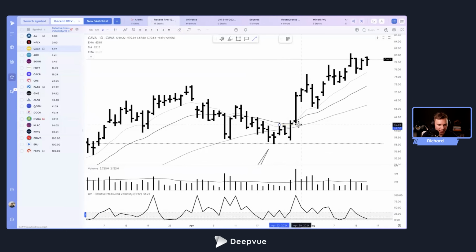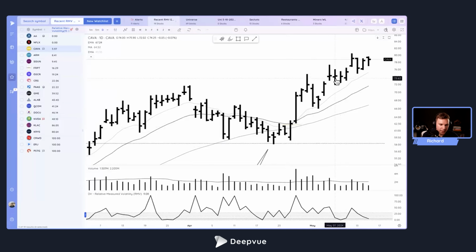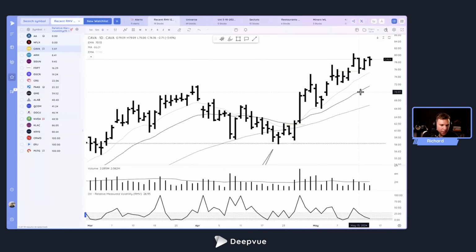What was the question regarding CAVA? Just to go over CAVA, where did you see tightness as it went up the right side? What were some of the spots? Yeah, this was one spot, and then this here with the RMV going to zero would have been a good spot here. But this doesn't have the best ones.